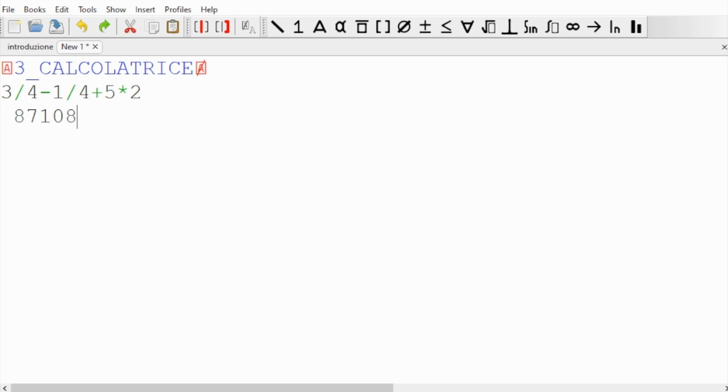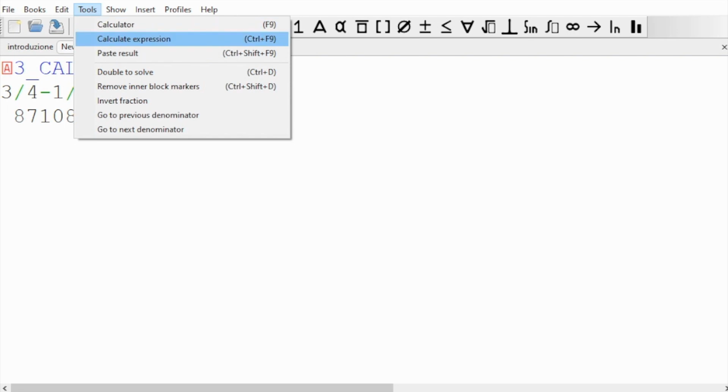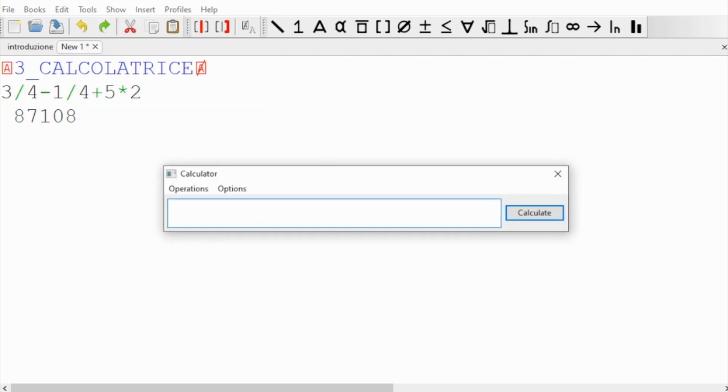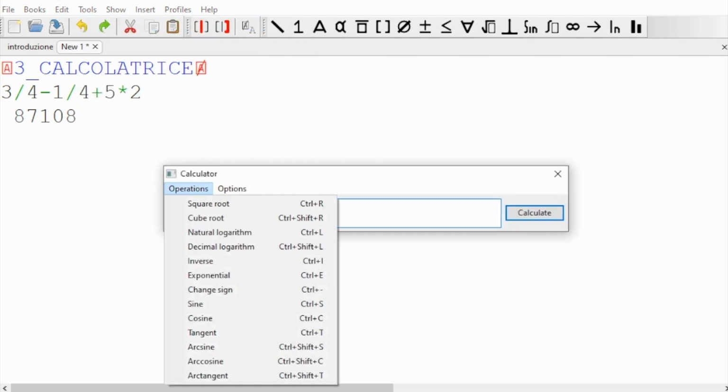It is, and let's go back to the calculator, a scientific type calculator. In fact, the possible operations are the classic ones, such as the square root and the cube root, the logarithm, the exponentials, and all the goniometric functions.